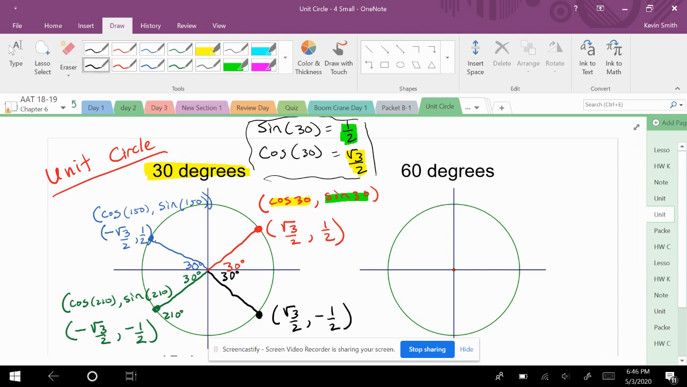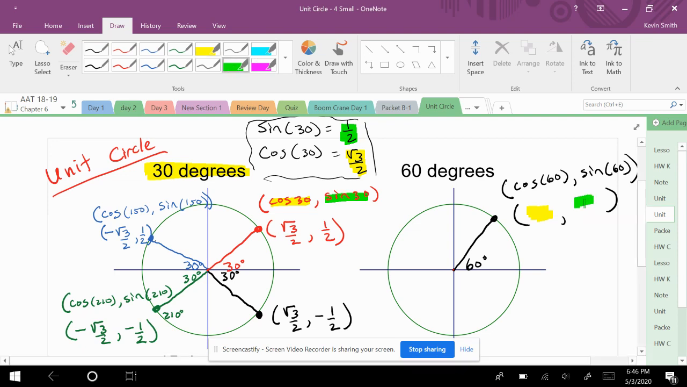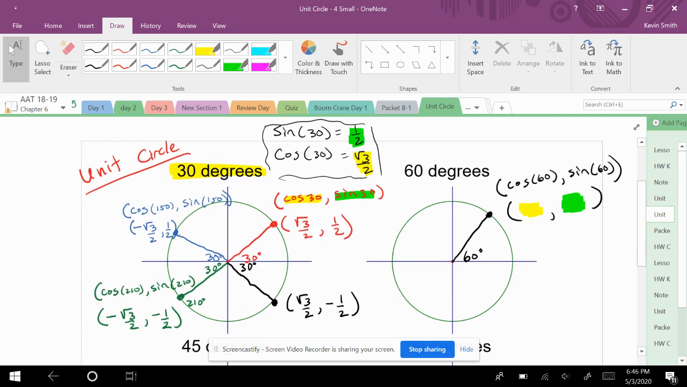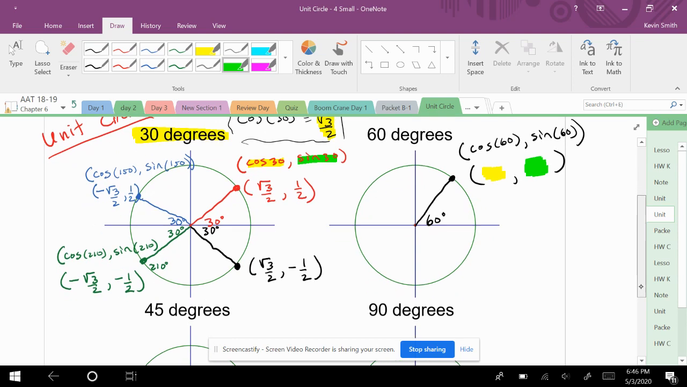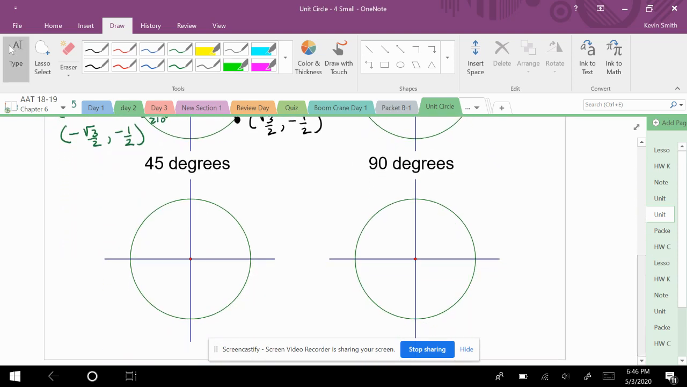I will let you do the 60-degree xy's. I'll get it started for you. This would be the cosine of 60 degrees, comma, the sine of 60 degrees. And you need to figure out what that x comma y is in all 4 quadrants. I'll let you do that one, and I'll have the answer key posted right next to it. Then I'll do one other with you. So head on down to 90 degrees and we'll look at that together.